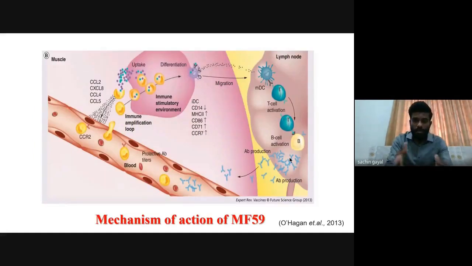Here we can see in this picture that after injection into the muscle, there is activation of cytokine receptors, that is CCL2, CXCL8. After activation, there is uptake and differentiation of antigens. And after migration, this antigen is presented in the lymph node. With regard to that antigen presentation, the lymph node produces T cell activation and B cell activation, which result in antibody production, and it gives immunity to that animal. This MF59 is used in the canine coronavirus vaccine.